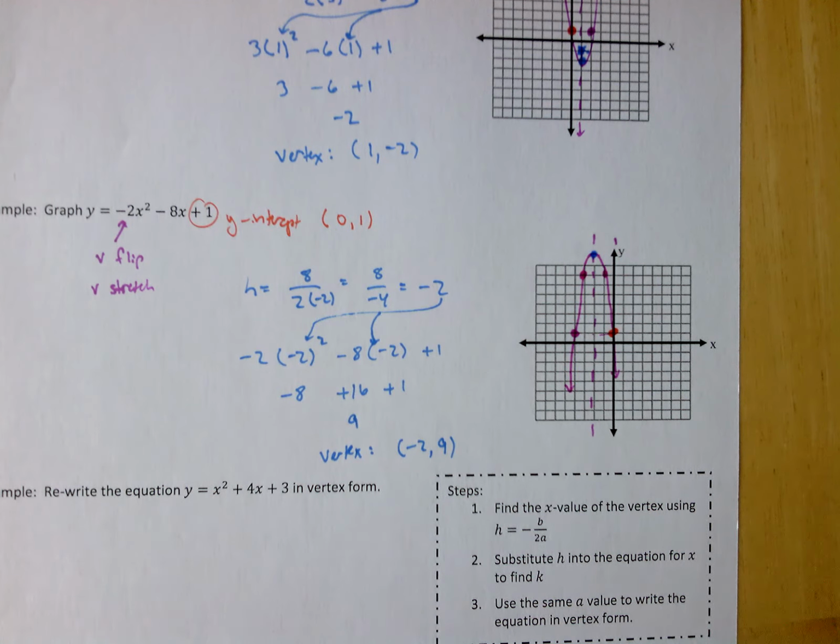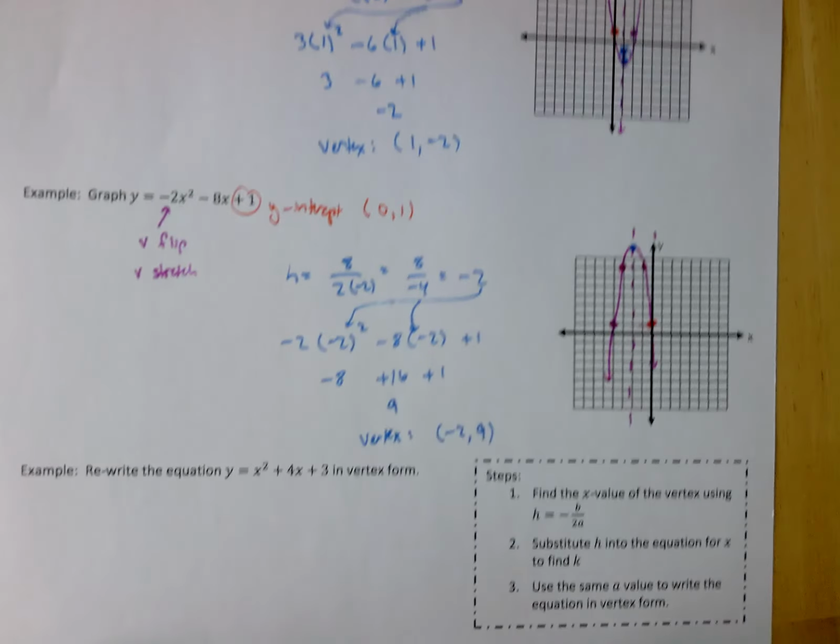So standard form, I think, is a little bit trickier than vertex form or transformation form, just because you have to remember that little formula. And I feel like it's a little bit more work, but it's not too bad.